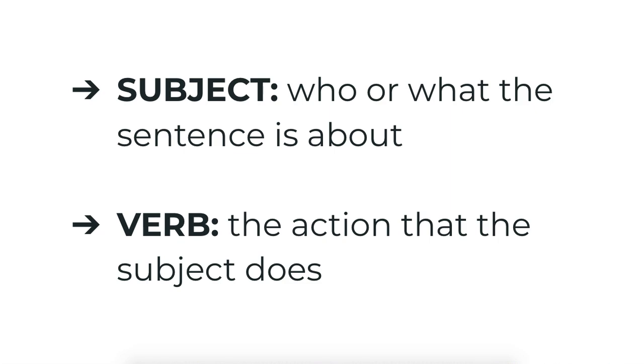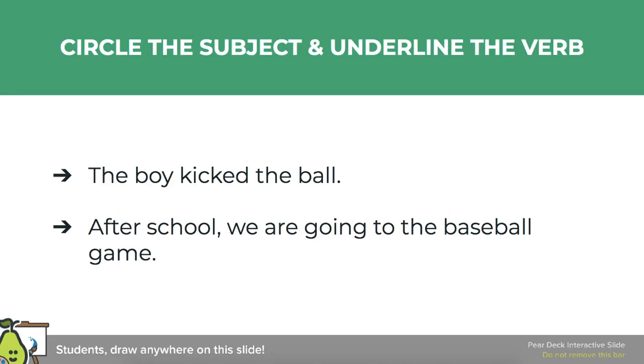Now the verb, hopefully you all know this, the verb is the action that the subject does. So for instance, if I say the boy kicked the ball, in that sentence, the boy is the subject because he is who the sentence is about. And then kicked is going to be our verb because that is what the boy, the subject, is doing. Now, in English, it's super important to be able to identify the subject and verb in order to make sure that you have proper subject-verb agreement.